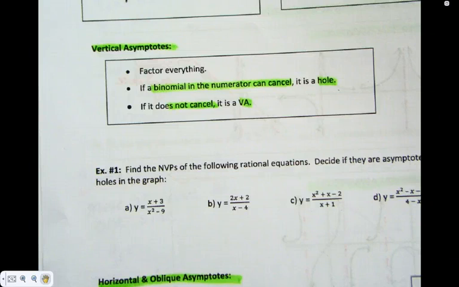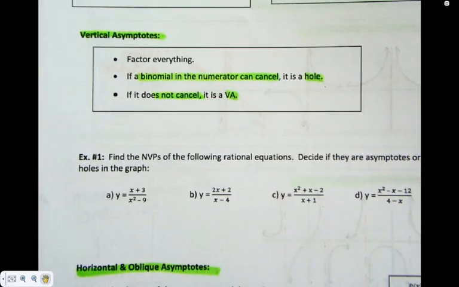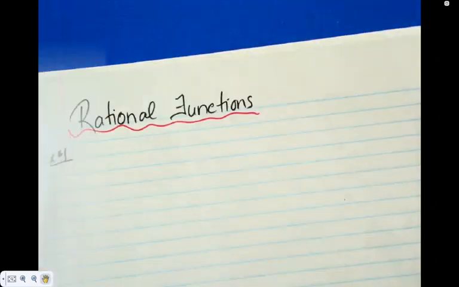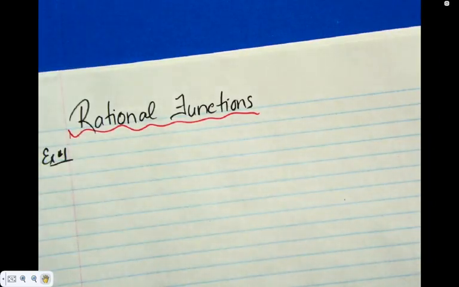So again, we're not actually doing the graphing today. We're just going to practice finding this, finding the horizontal, finding the oblique in order to be able to graph next day. So example number 1 says find the NPVs and decide if they are asymptotes or holes.